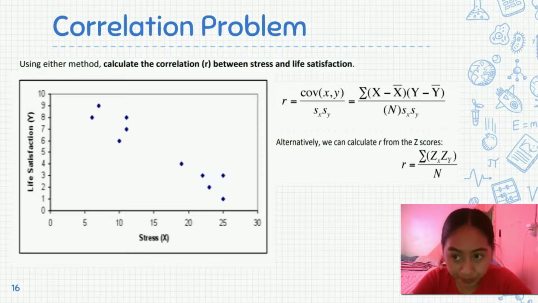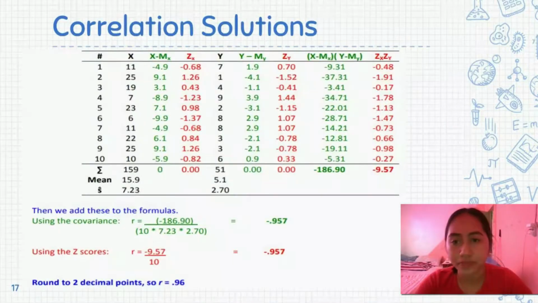So the question is to calculate the correlation between stress and life satisfaction. On the left side we can see here the scatter plot of the data. So that is what it looks like. And on the right side is the formula that we are going to use.